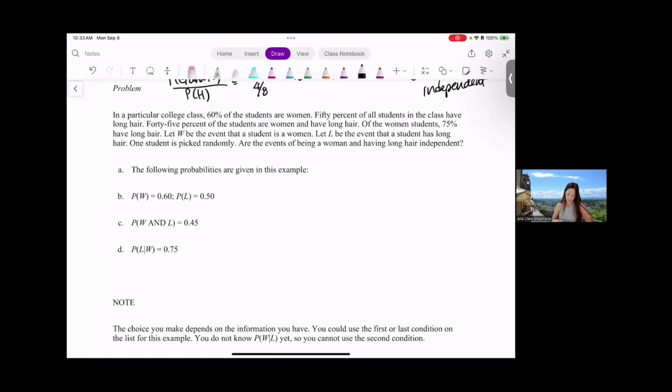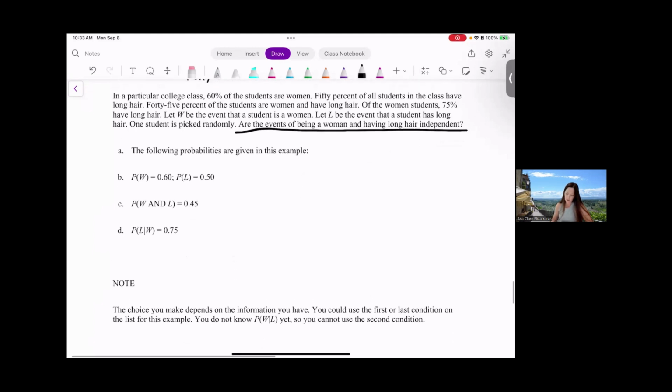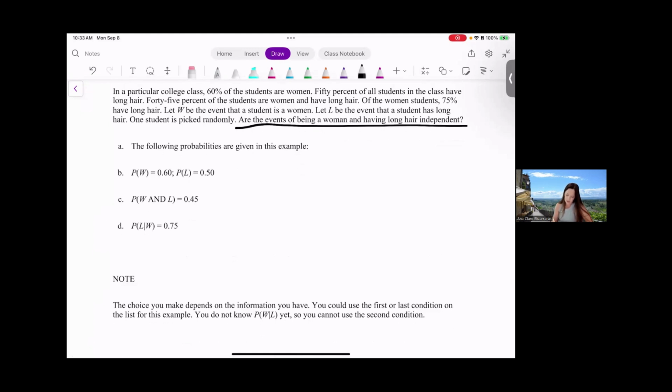So here are the questions that we need to work through. I wanted to know whether women and long hair are independent. In order to do that, I need to calculate the probability of being a woman, given that they have long hair, and see if that's equal to the probability of being a woman. Or I could say long hair given woman, is that equal to the probability of long hair? Or I could say the probability of long hair and woman, is that equal to the probability of long hair times the probability of woman? Any of those work, but let's see what probabilities were given.